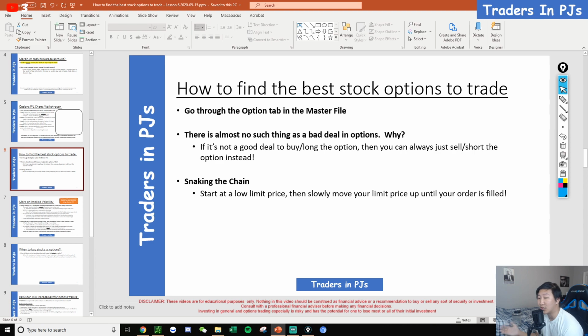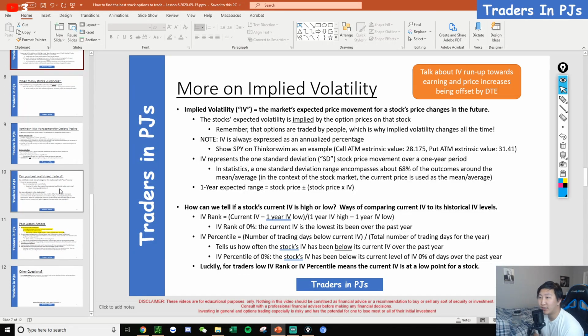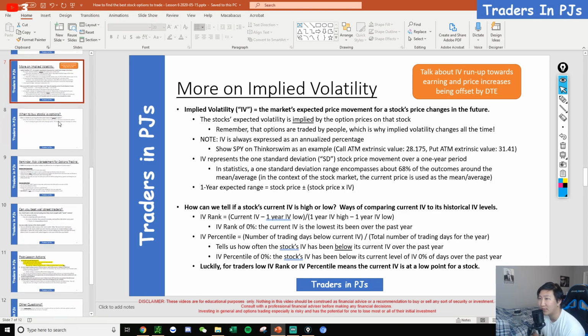So that's the cheat sheet. There isn't really a cheat sheet per se, but this tool is to help you find the best option to buy based on your investment thesis. Okay, hopefully that answers your question. If not, maybe continue to ask your question in a few different ways. I'll try to answer it during this live stream.